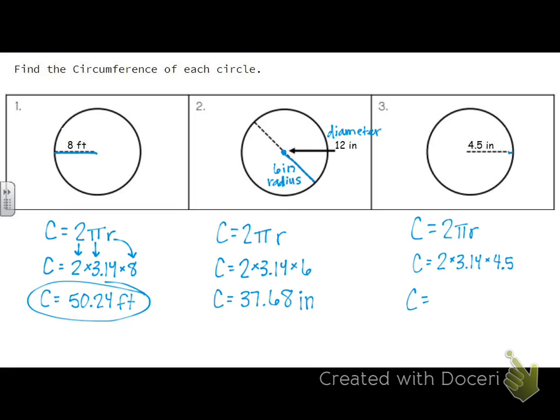Alright, so type this into your calculator. 2 times 3.14 times 4.5. And you should get 28 26/100ths. And again, my radius was given in inches, so my circumference is in inches. So that will be my final answer.